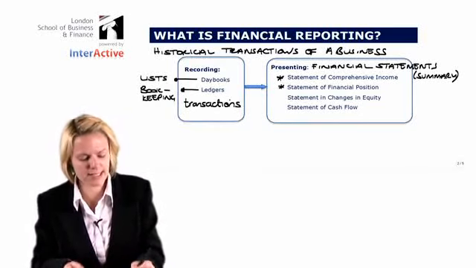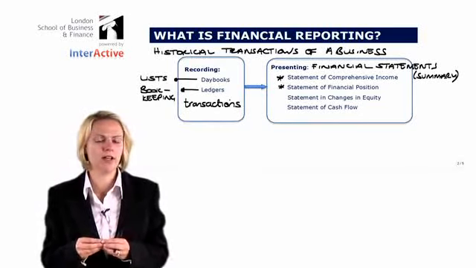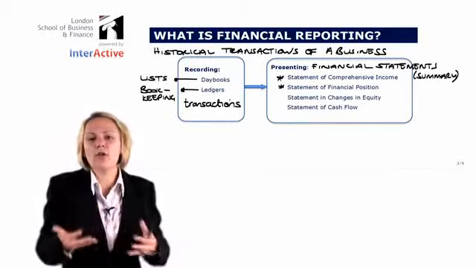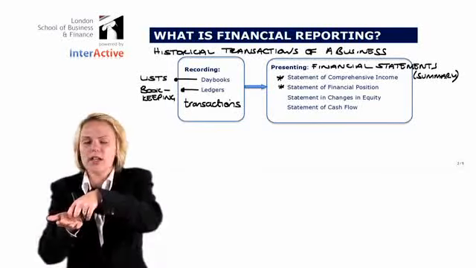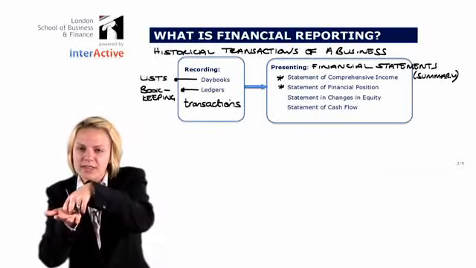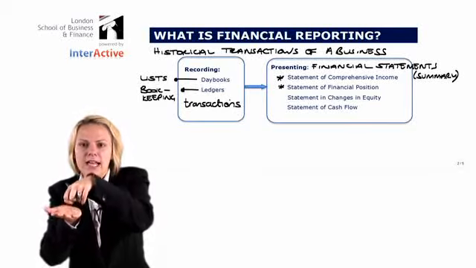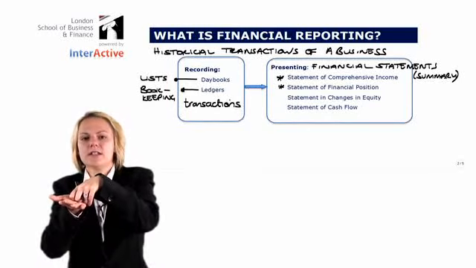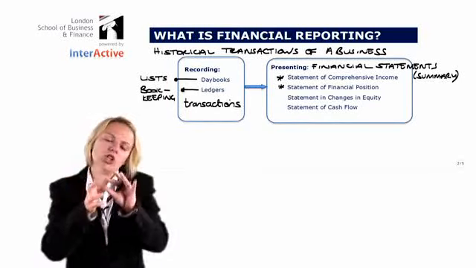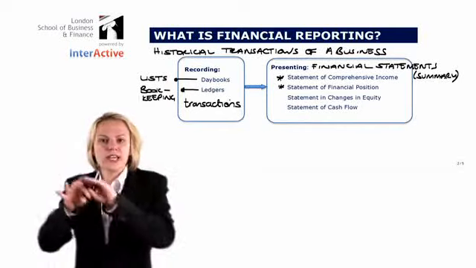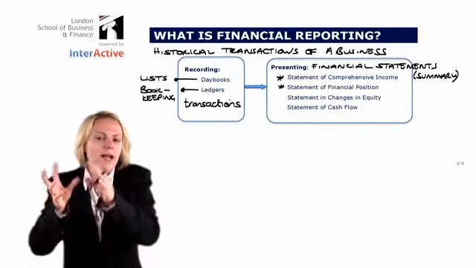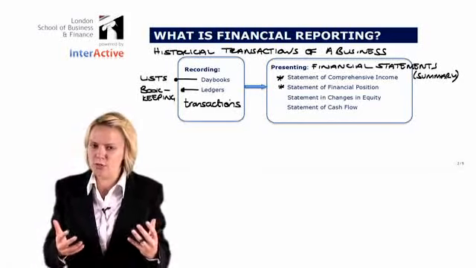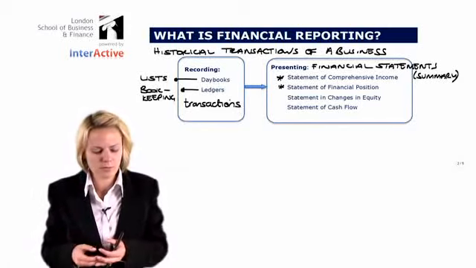We then have a look at the statement of financial position, a financial statement that looks at how healthy a business is. It's almost like a doctor with a stethoscope, assessing the heartbeat of a business. How healthy is a business? Does it have lots of cash and lots of assets? Or does it have lots of liabilities and obligations to pay people? That's what the statement of financial position will look at.